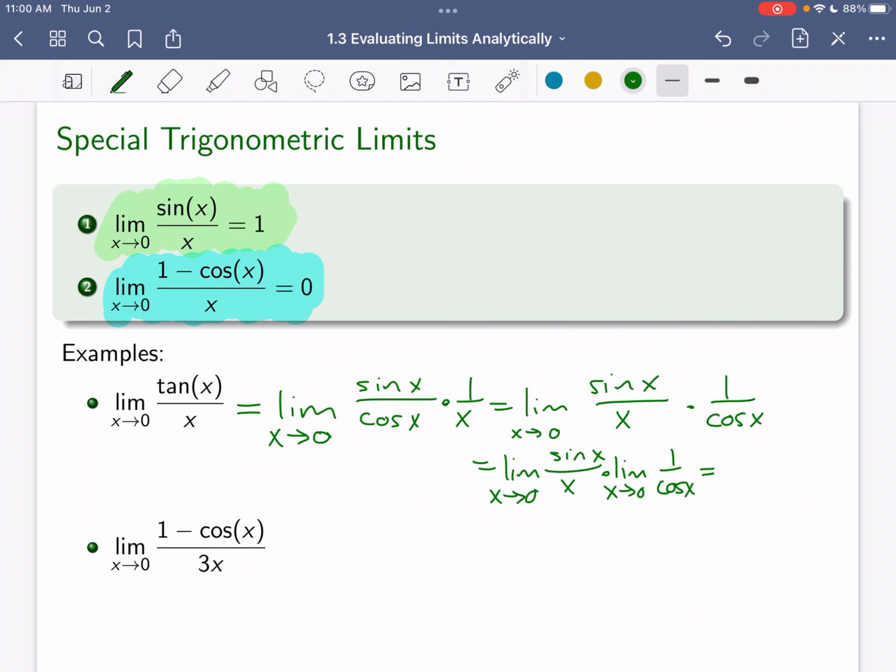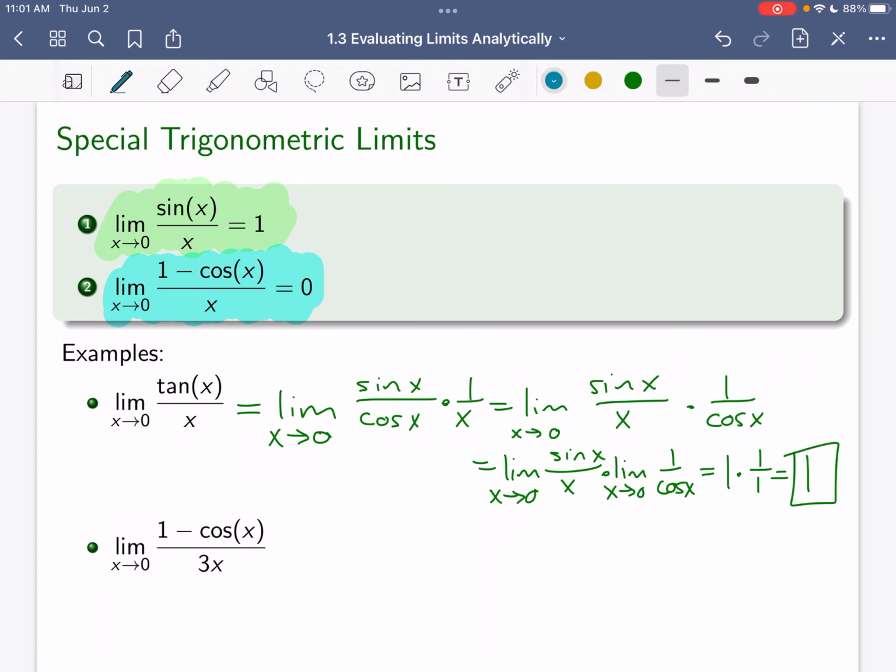When we evaluate the first one, that is our special limit up here, so we'll have 1. And cosine of 0, if we try direct substitution, is 1. So we have 1 times 1 over 1, which is just 1 times 1, or 1. And so we applied our special trig limit right here. If we tried direct substitution otherwise, we would get this 0 over 0. Without knowledge of this special trig limit, it's tricky.